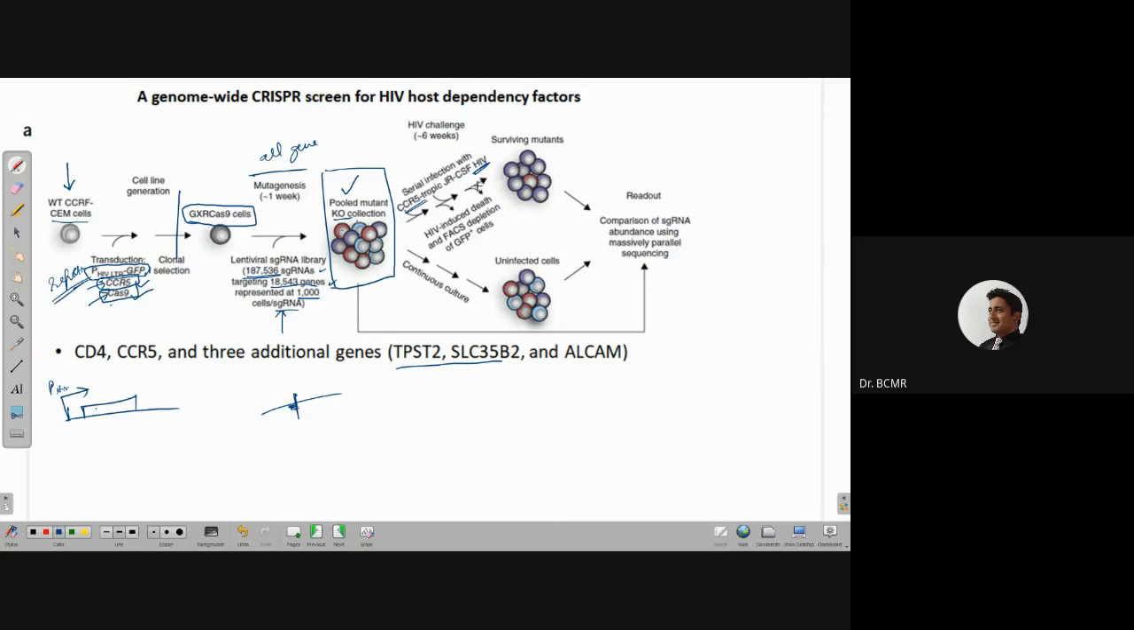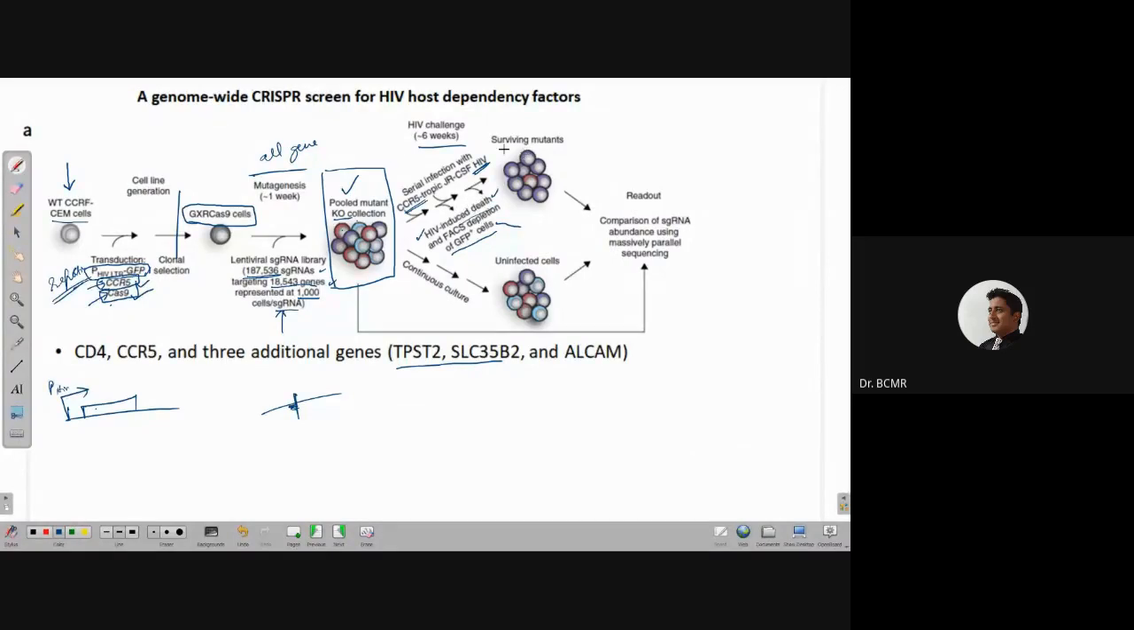They have infected multiple times for about 6 weeks. That is the HIV challenge. So all those HIV-induced deaths, cells that have died because of HIV, would be eliminated. Those that have high GFP expression, what does that mean? That means HIV has infected. So those cells are also sorted and eliminated from the pool.